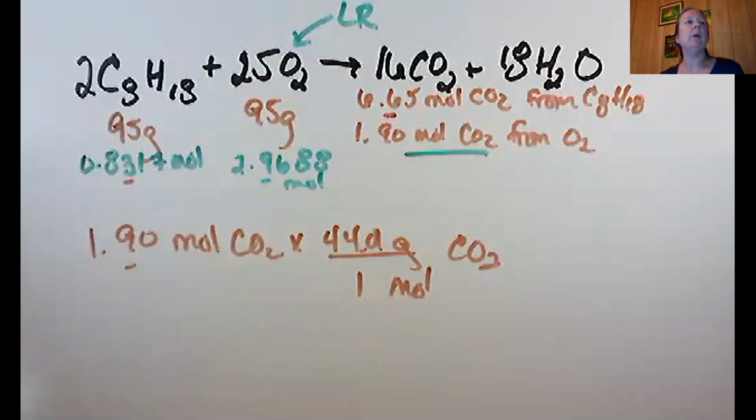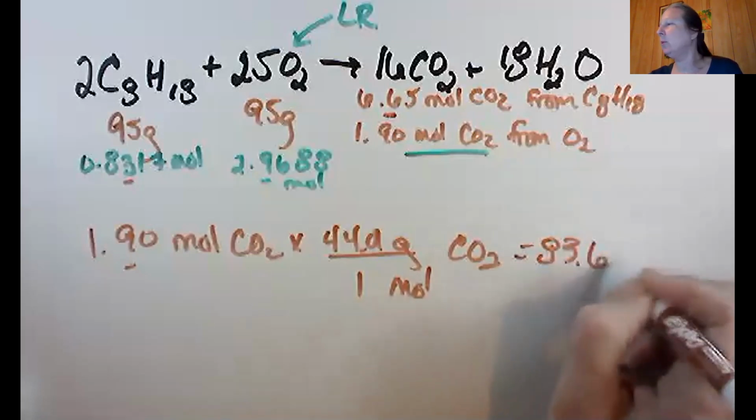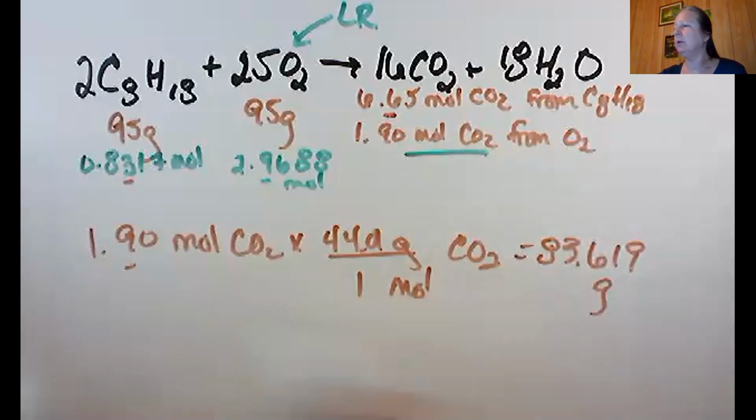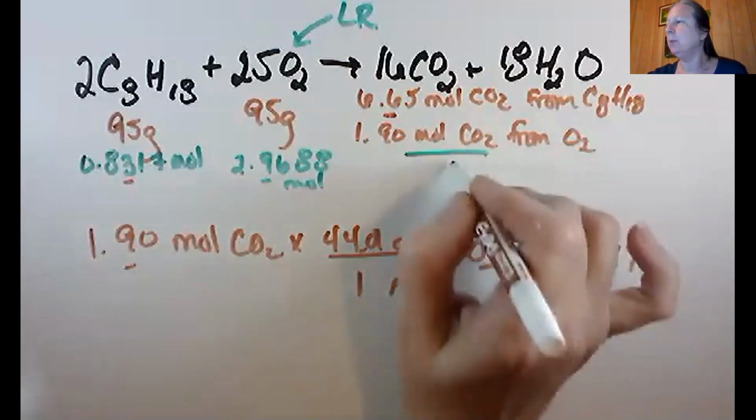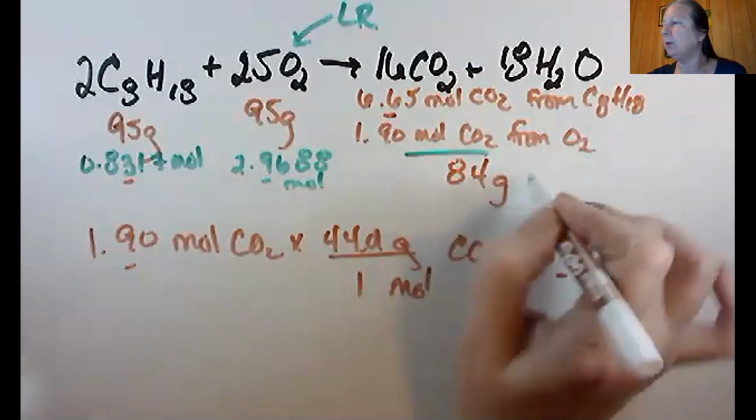So I have 1.9 times 44.01 equals, oh, I don't have to divide by anything. Okay. 83.619 grams. Two sig figs. So when I report this, I'm going to report 84 grams of CO2.